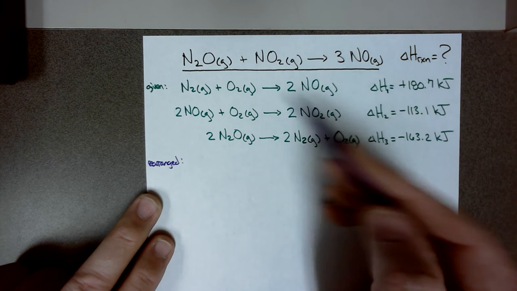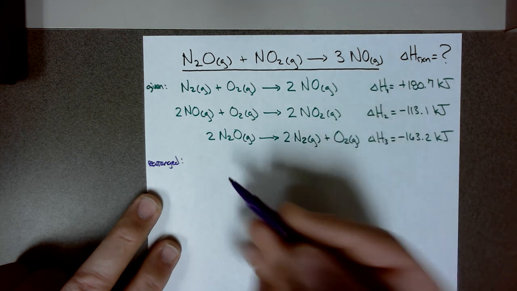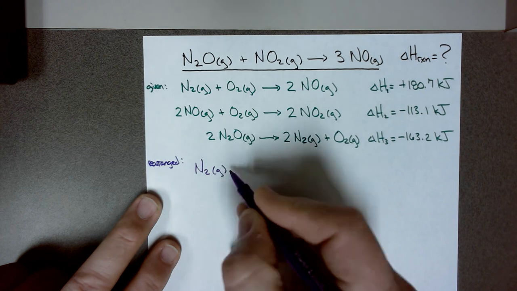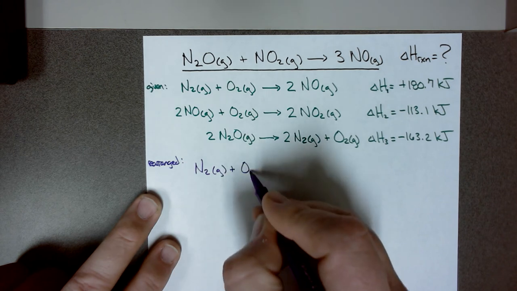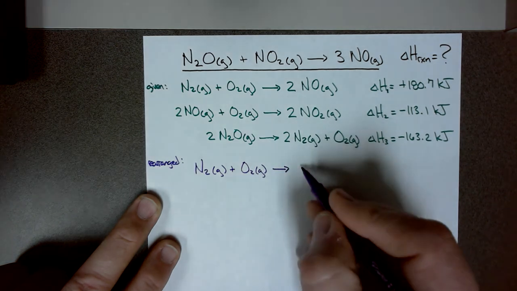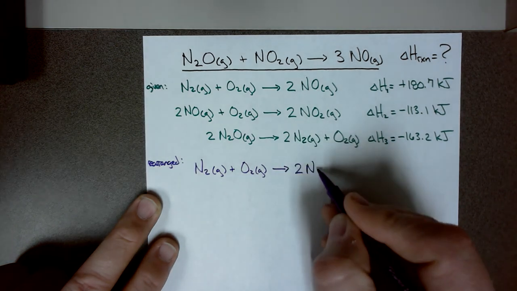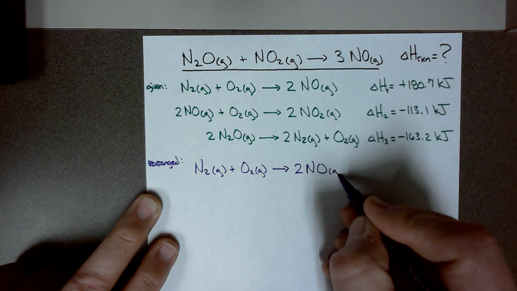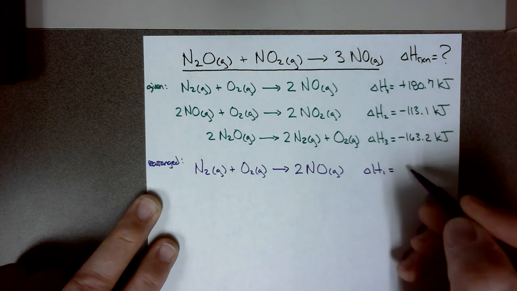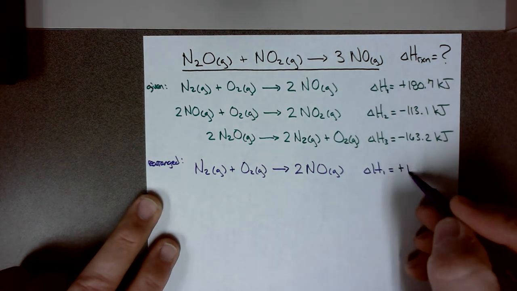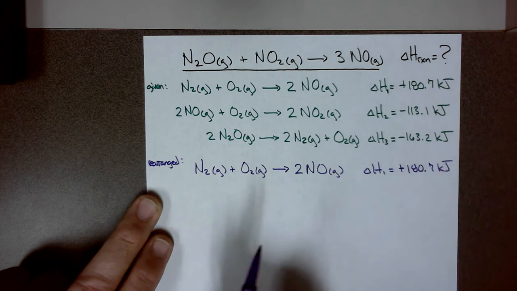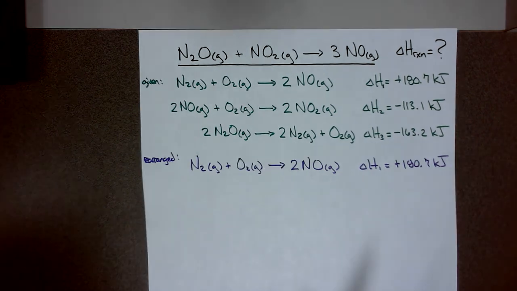Since I'm not going to flip it, it's on the right side, the correct side, so it's going to be nitrogen gas plus oxygen gas produces 2 moles of nitrogen monoxide gas. And my delta H didn't change for this at this point. A positive 180.7 kilojoules. Now the next reaction, let's see how we can manipulate that one.